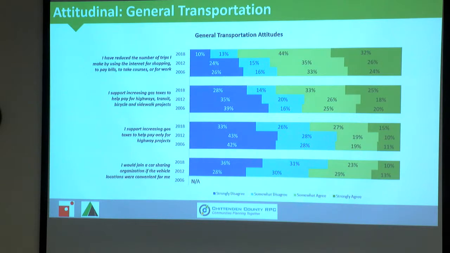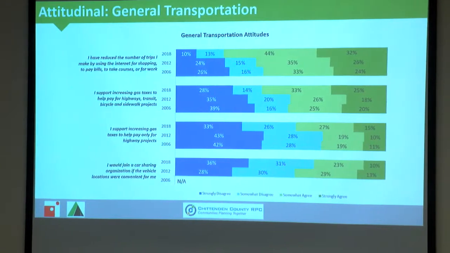In addition to these mode specific attributes, we asked people some questions about general transportation attitudes. These aren't all of them, but these are some key ones that we thought were interesting. 76% have reduced the number of trips that they currently take, or say they've reduced the number of trips they currently take. Rather, they're using the internet for shopping, bills, or for work. That 76% is up from 61% in 2012 and 57% in 2006. So people are definitely, rather than going to the brick and mortar stores, shopping online, rather than work, they're telecommuting.